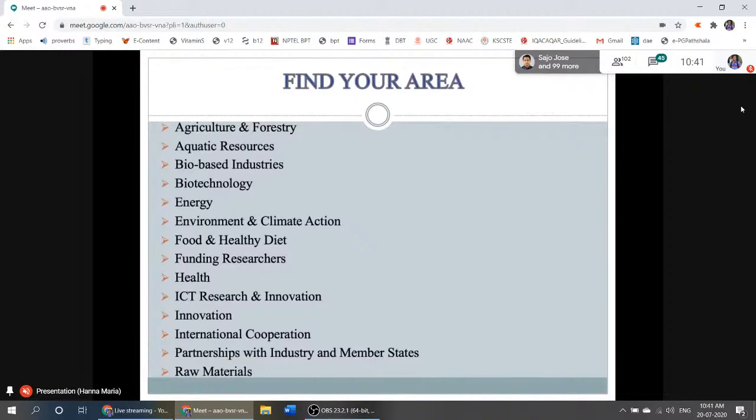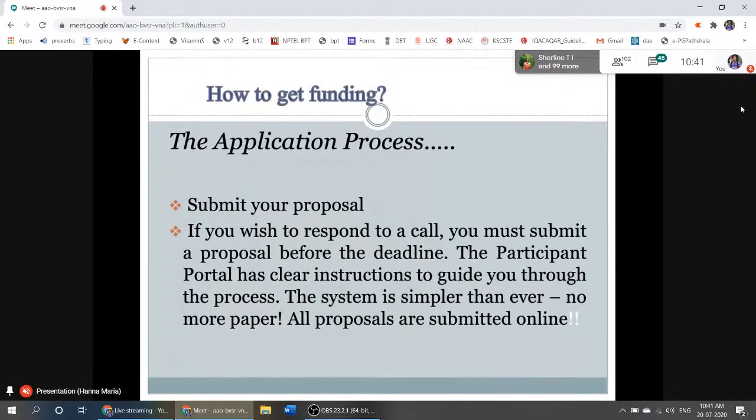I will show you what the 2020 program is. After 2020, the new European Union call will come, proposals will come. You see, they fund lots of areas: agriculture, forestry, aquatic resources, biotechnology. They fund everything. Application process, you have to submit online. You have to have partners, European Union partners, industry from India, industry from Europe. From my experience, it will take 8 months to write a very good proposal for the European Union.